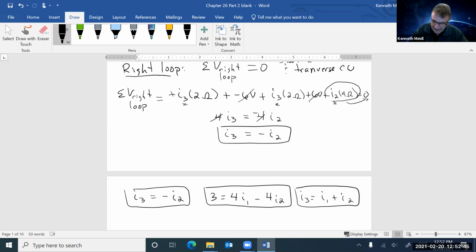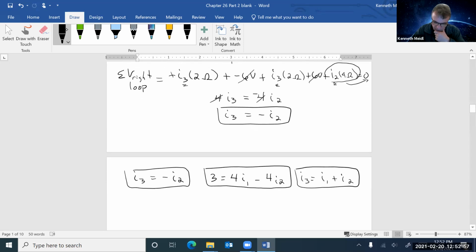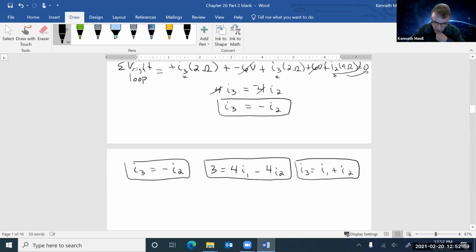Okay, now we can get another equation here. And so if we need to, we could do the outside loop and leave that little middle section out. But this might be enough to maybe get some sort of solution here. And so, let's see if there's anything clever that we can do here.